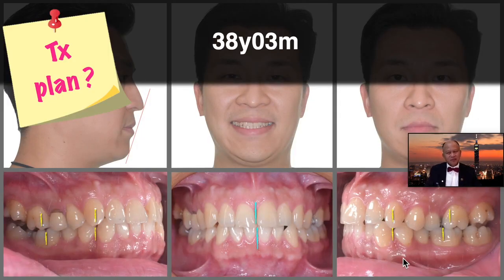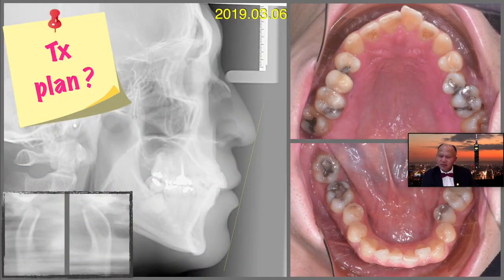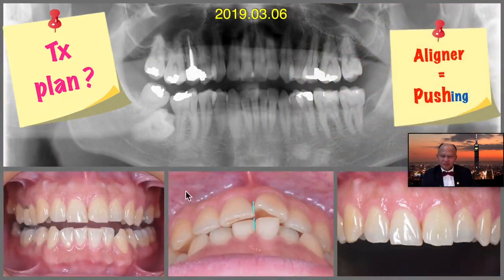So now, let me give you one more example of how to predict tooth movement. Different tooth movements require different mechanics. I want you to understand that. What is your treatment for this adult patient, 38 years old? Watch carefully. This young man has a horizontally impacted second molar, and on top of that, he has a third molar.